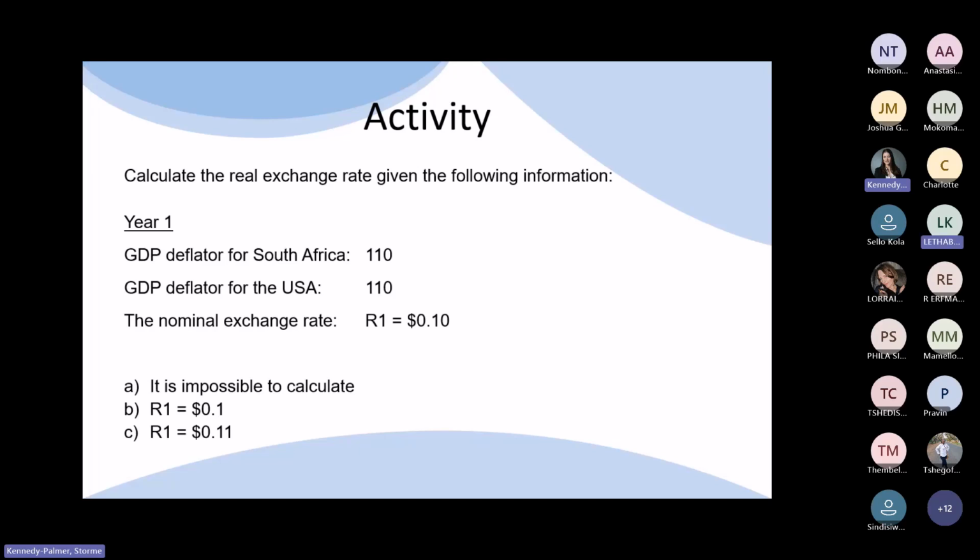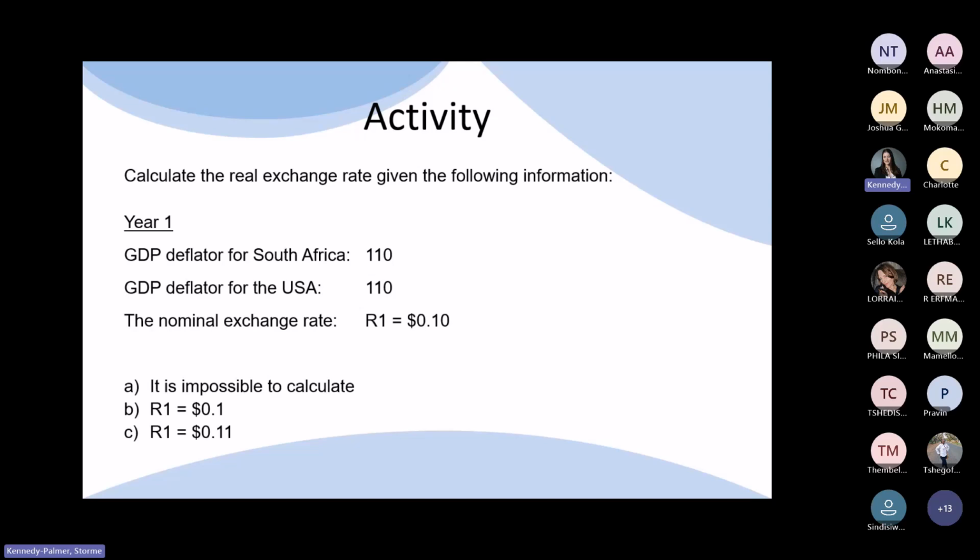Yeah. So you're quite right that the GDP deflators, because they're the same, sort of cancel each other out, which means that in this particular example, the difference in prices in the foreign country and the domestic country are not relevant because they are the same. In both countries, inflation is rising by 10%. So you can exclude the role of the change in prices, and you just look at the nominal exchange rate, which means that 1 rand is equal to 10 American cents.